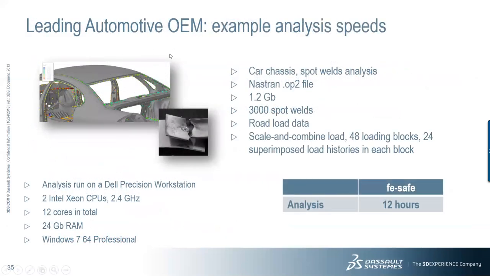This is a different example. One of the examples is from a leading automotive company. This particular problem has many different spot welds. It has very complicated loading with 48 loading blocks, and in each loading block there were 24 superimposed load histories. It took 12 hours to run this particular model on 12 CPUs. This is a very complicated model, and still it takes only 12 hours to finish.